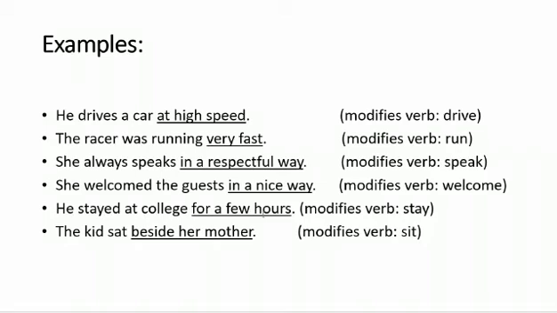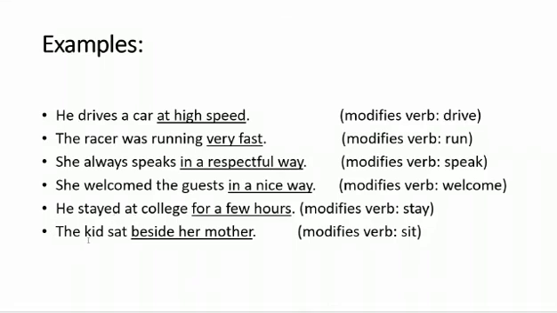Now, look at example number five. He stayed at college for a few hours. For a few hours is underlined part of a sentence and it defines time, that for how much time did he stay at college. So it modifies the verb stay. What was the duration of stay?